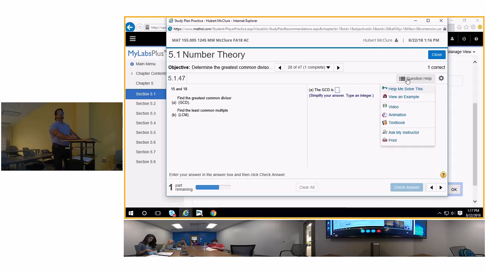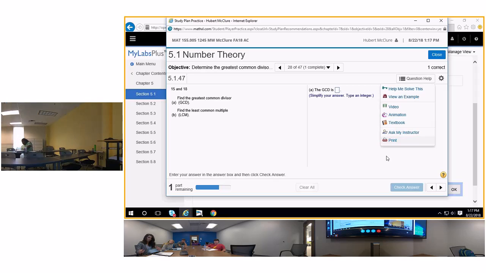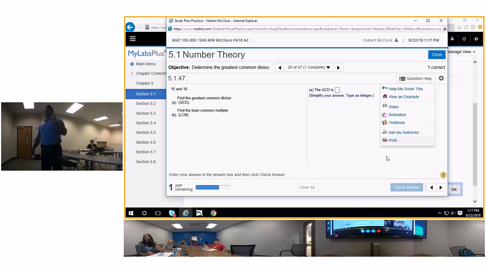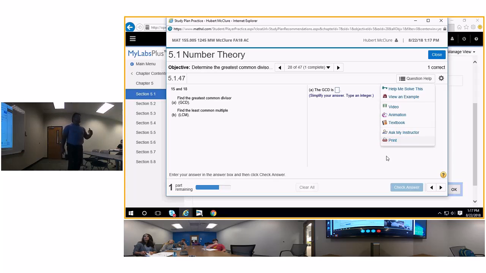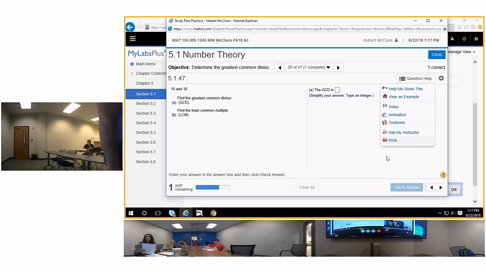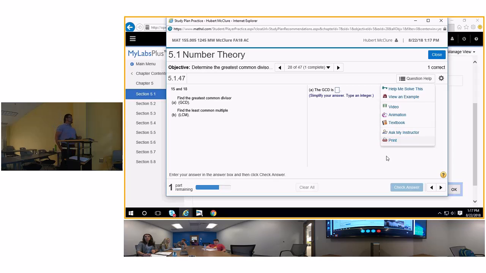All right. If you look under question help, you see these four or five icons right here. I want you to write them down in your notebook, and skip two or three lines between them. So write, help me solve this, then skip a couple of lines. View an example, skip a couple of lines. Video, skip a couple of lines, and so on. Do that right quick. There's a reason I do things, okay? There's always a reason for something, kind of like the Marine Corps.